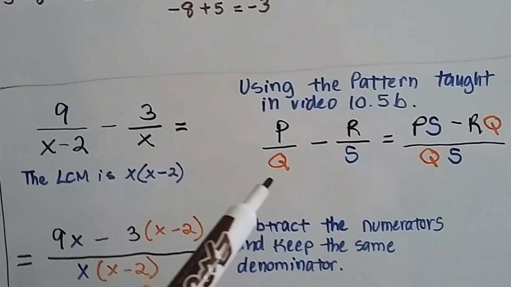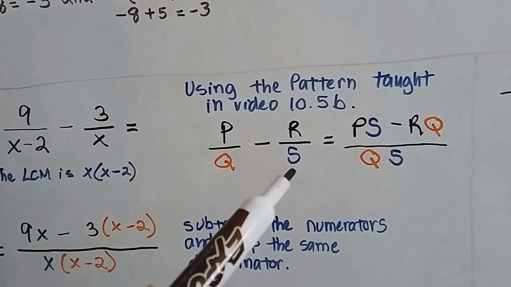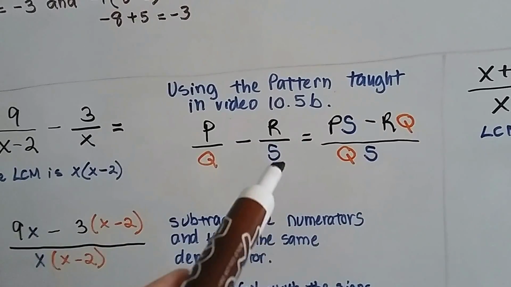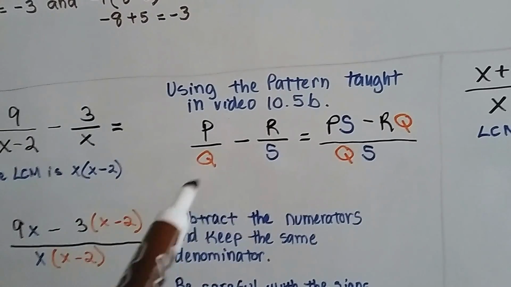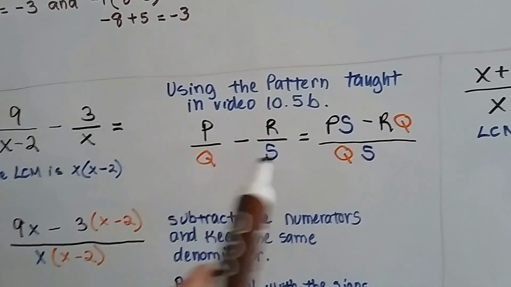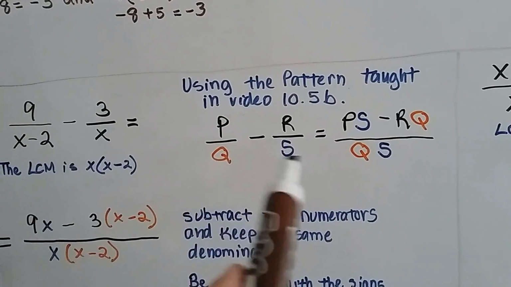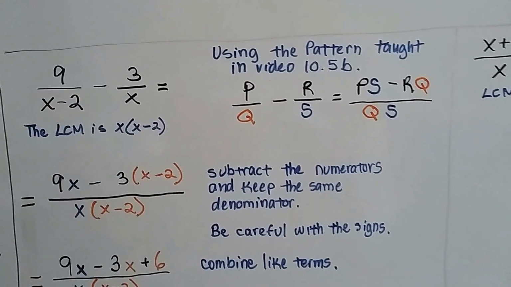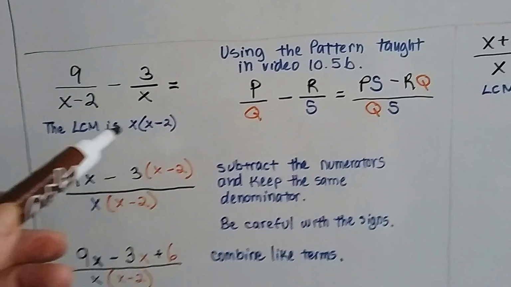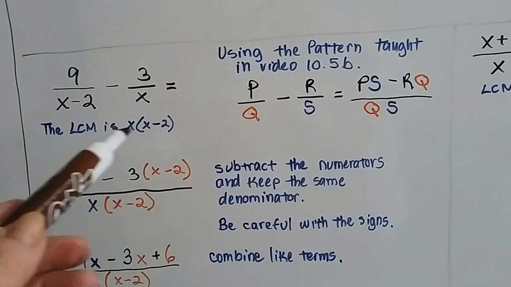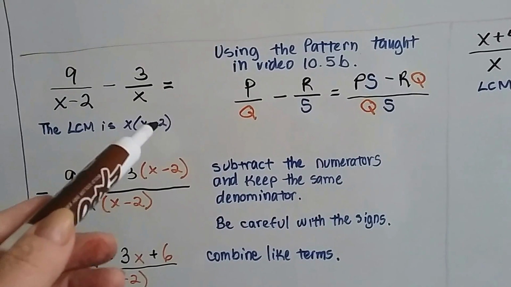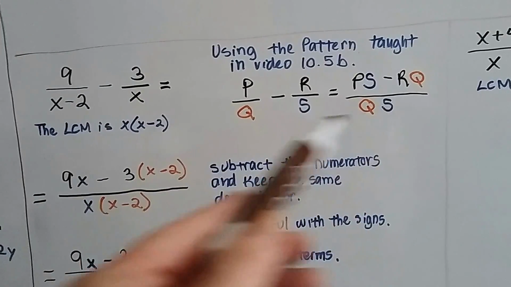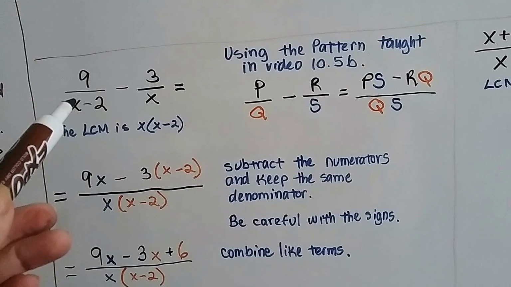If you have p over q and you want to take away r over s, what you do is you take p times s minus r times q over q times s, the denominator. See? So we can use this to do this. So that means our least common multiple for our common denominator is going to be x times x minus 2, because it's just them multiplied to each other, see? Q times s. X times x minus 2.